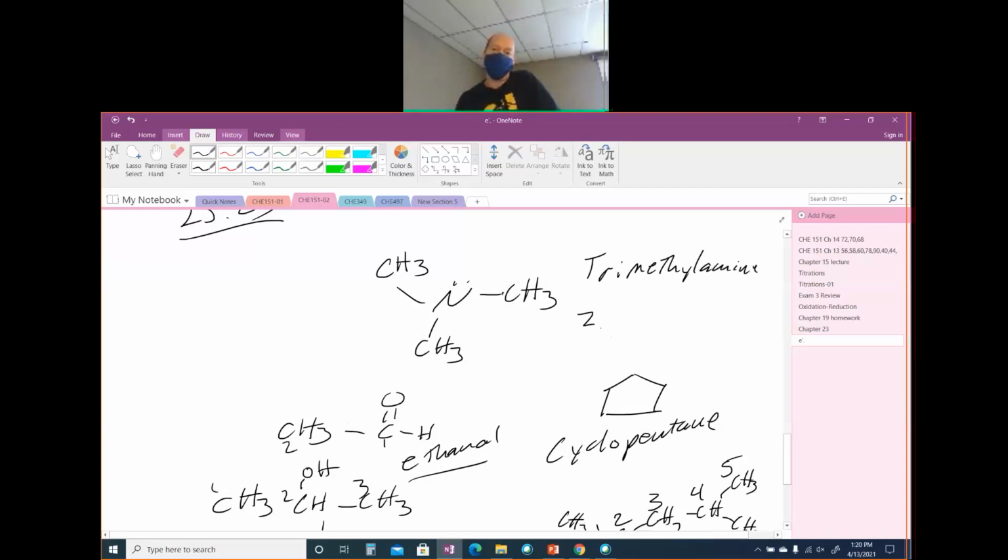Your amines will be labeled as primary, secondary, tertiary. When you have 3 carbon-nitrogen bonds, that one is tertiary. Your alcohols will also be primary, secondary, tertiary. When the carbon attached to the oxygen is connected to 2 other carbons, that is a secondary alcohol.